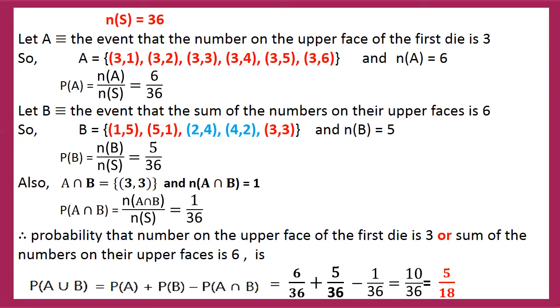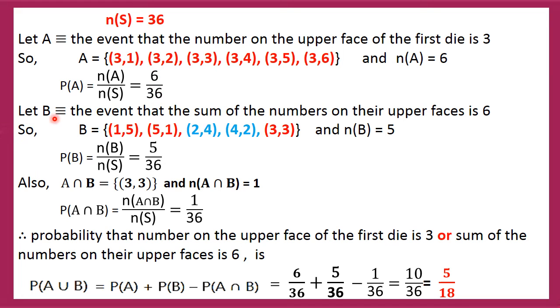Now we define the event A such that it is the event that the number on the upper face of the first die is 3. So we know that the first numbers on these elements are equal to 3. So these are the possible favorable outcomes. So A is the event of favorable outcomes and its number of elements is equal to 6. So we can find the probability of A, n of A upon n of S, is equal to 6 upon 36. We can simplify it, but we don't simplify.